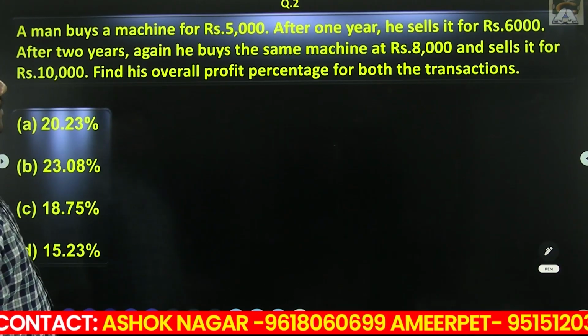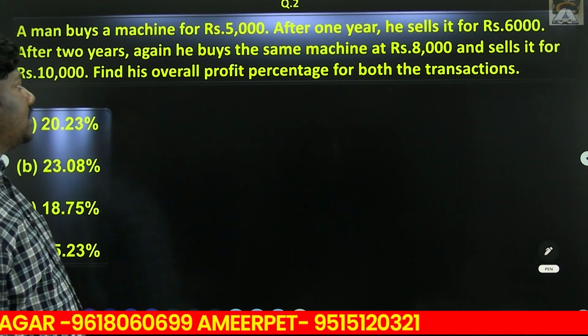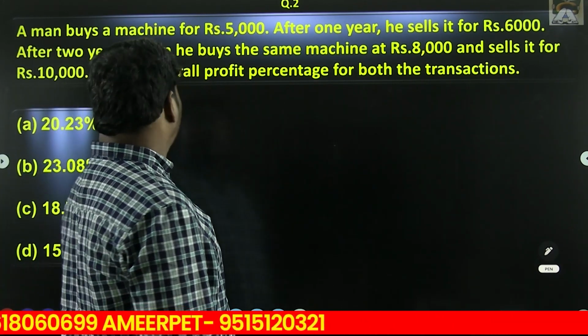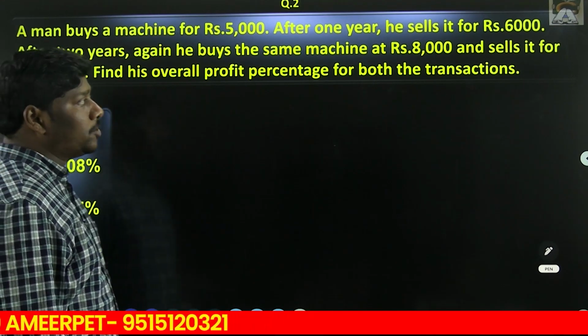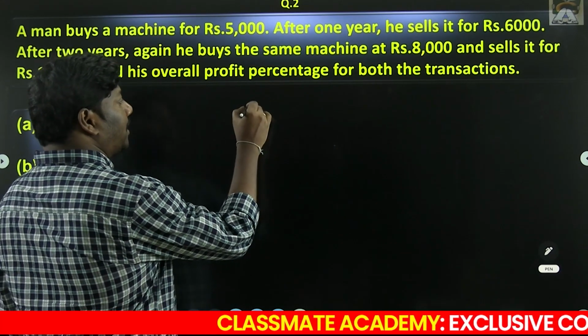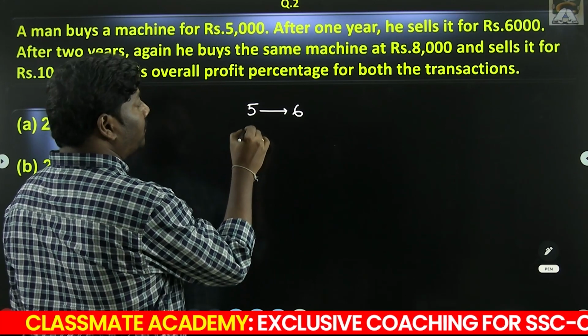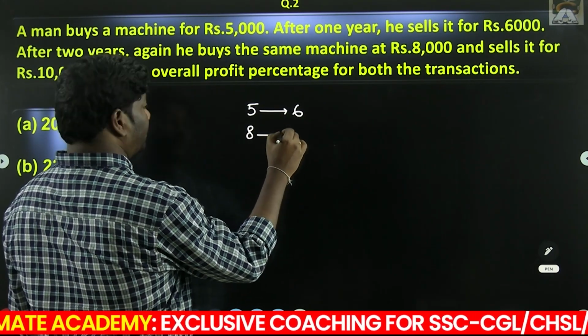A man buys a machine for 5,000. After 1 year, he sells it for 6,000. After 2 years, again, he buys the same machine for 8,000 and sells it for 10,000. Find his overall percentage from both the transactions. In the first case, he is buying it for 5 and selling it for 6. In the second case, he is buying it for 8 and selling it for 10.